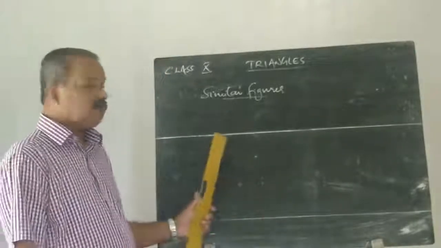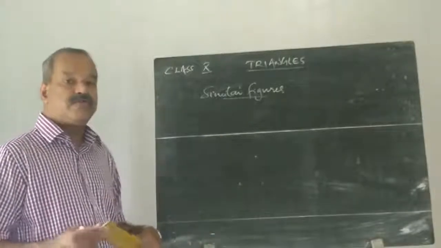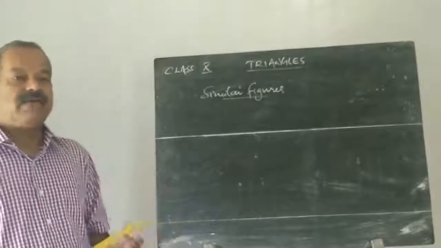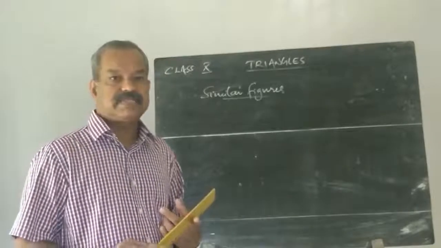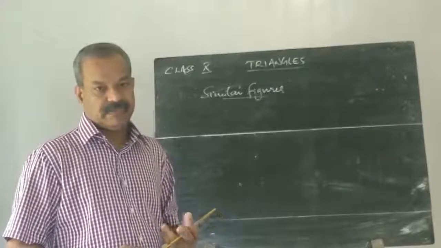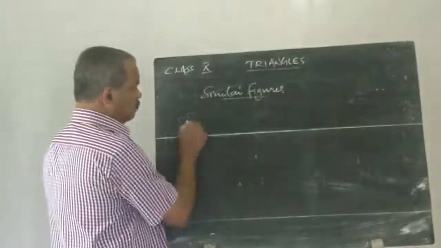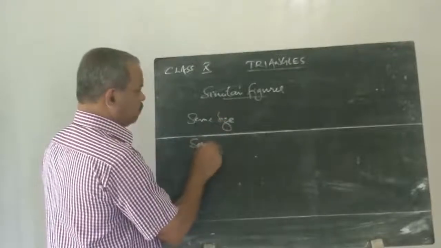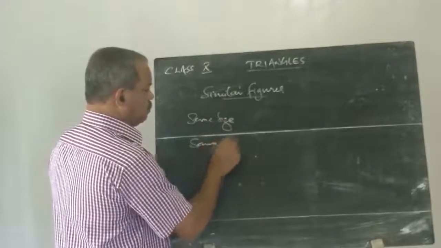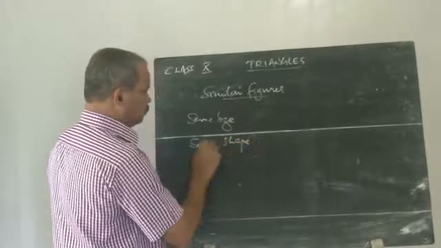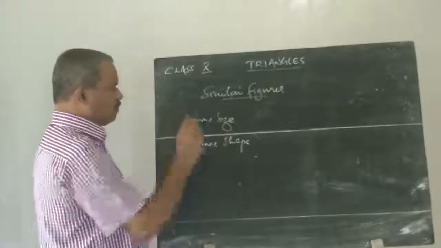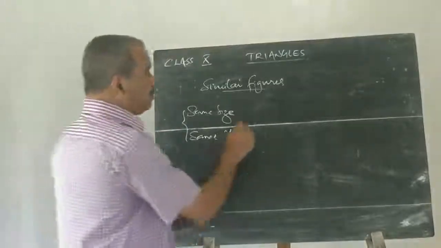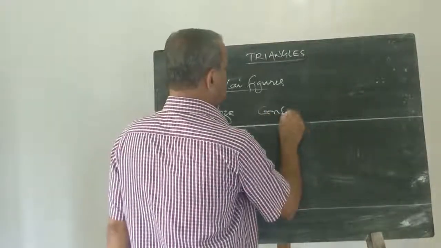and we are already familiar with congruent figures. What are congruent figures? Figures having the same size and same shape. Figures of same shape and same size are called congruent figures.